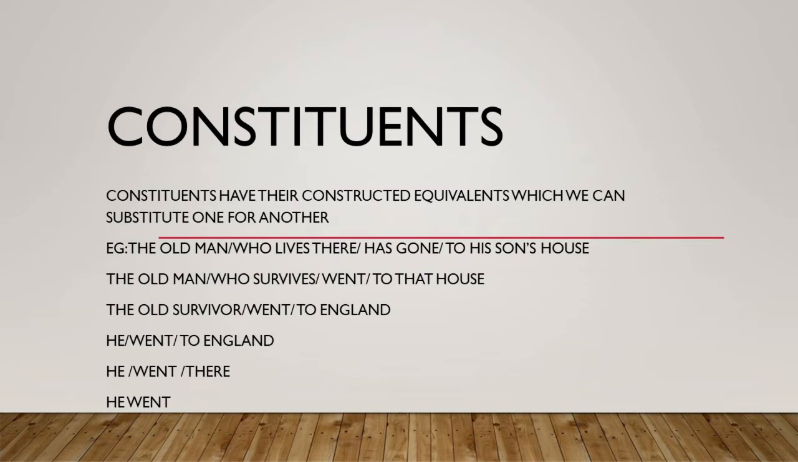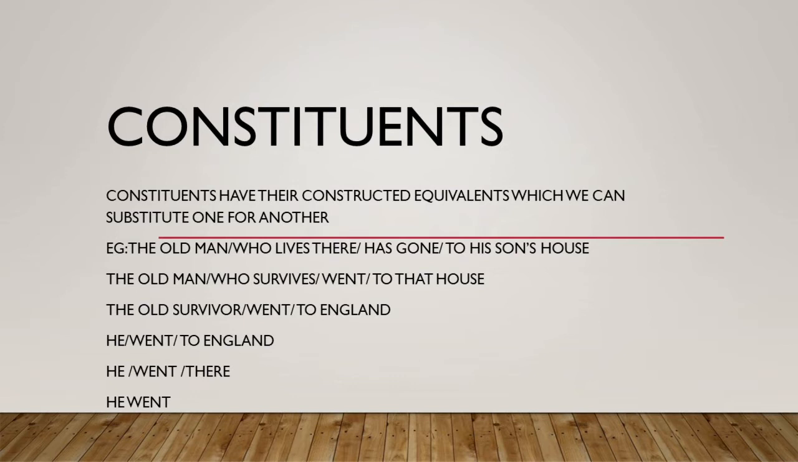For example, the old man who lives there has gone to his son's house. Now, we can substitute one constituent for another here. Again, the old man, instead of who lives there, you have substituted it with who survives. Has gone has been substituted by went, and to his son's house has been substituted by to that house. Again, by means of substitution, you have got another sentence like the old survivor went to England.